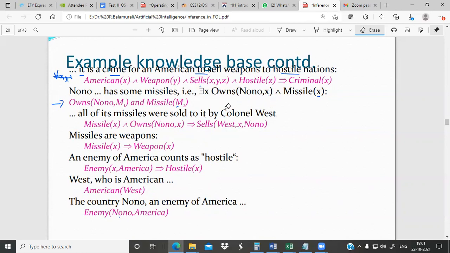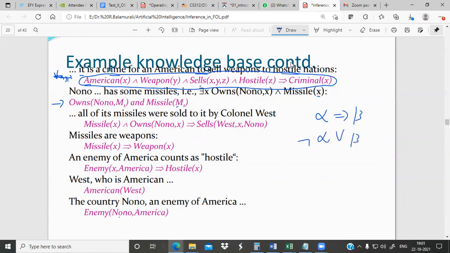Every statement should be represented in definite clause or in Horn clause. So what is a definite clause? A definite clause contains exactly one positive literal, and a Horn clause can have up to one positive literal. If you consider this statement, it is a definite clause, and also a Horn clause, because it is of the form alpha implies beta, which can be written as not alpha or beta.